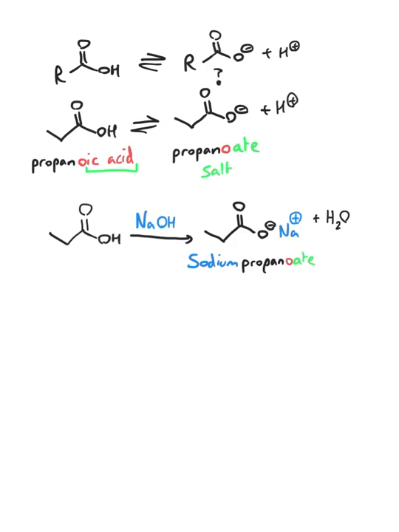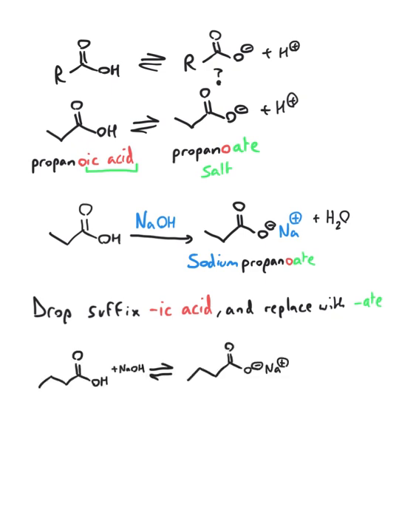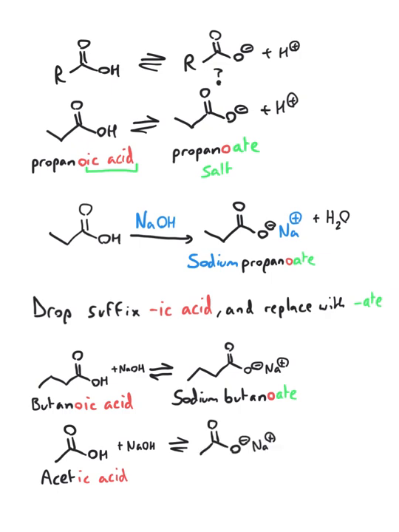But enough elaborating. Long story short, if you have a carboxylic acid and you want to name the salt, you drop the ic acid at the end and replace it with ate. So the conjugate base salt of butanoic acid would be sodium butanoate. What about acetic acid? Same rules apply. So it would be, you may pause now. You're right, acetate.